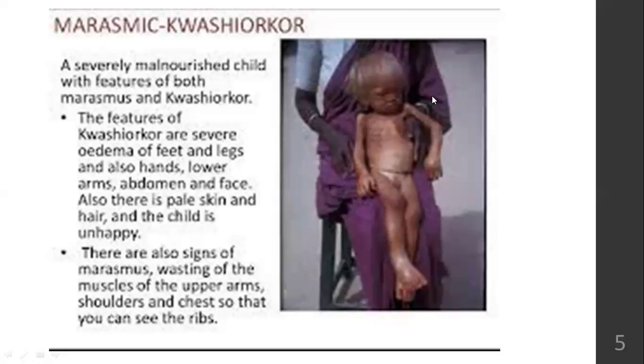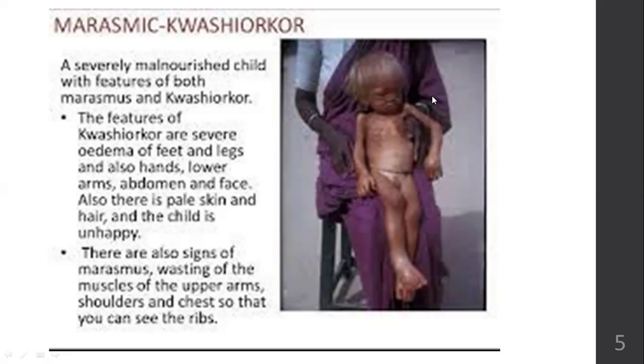Then we have marasmic kwashiorkor, a mixture of the two, usually seen in children around the age of 2 to 3, midway. Marasmus is usually seen in children who are less than 1 year of age. Kwashiorkor is seen in children between 1 to 5 years of age. The midpoint of this is 2 to 3. So that is called marasmic kwashiorkor. They will have features of both marasmus and kwashiorkor.